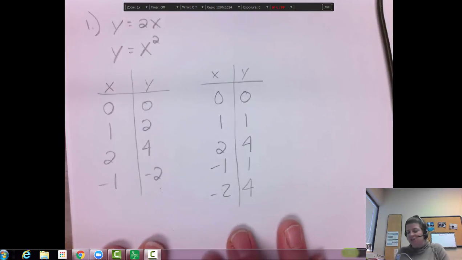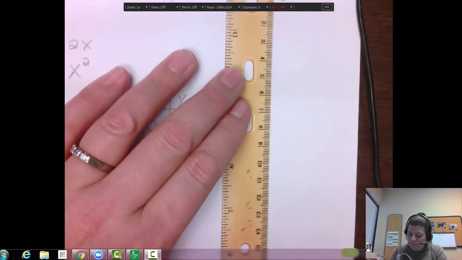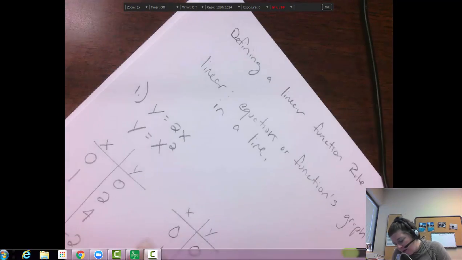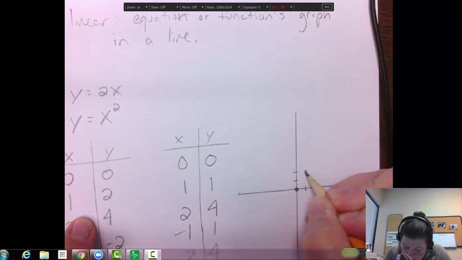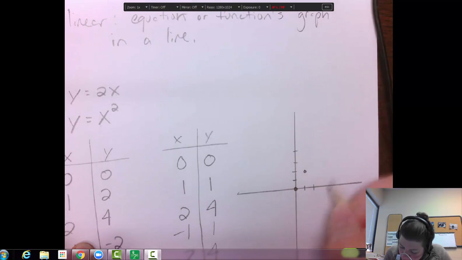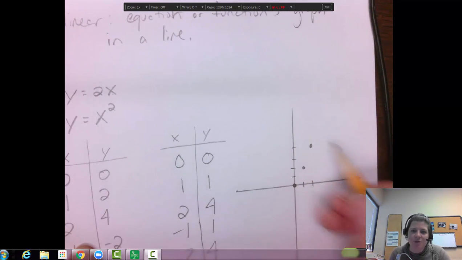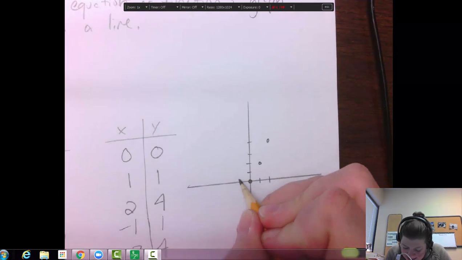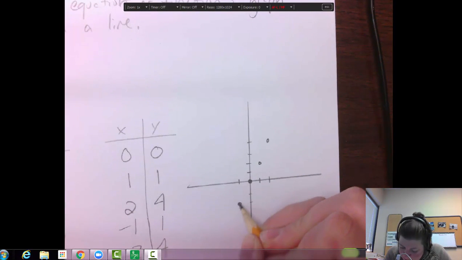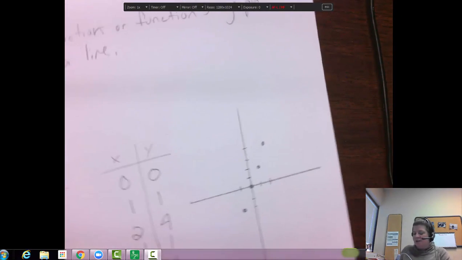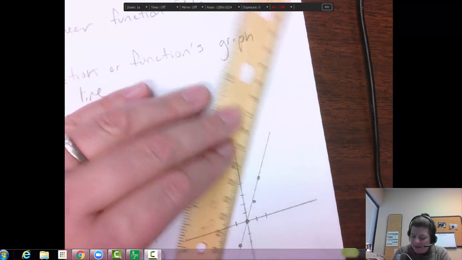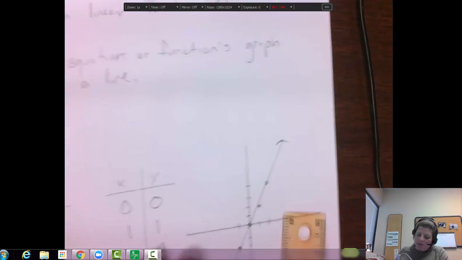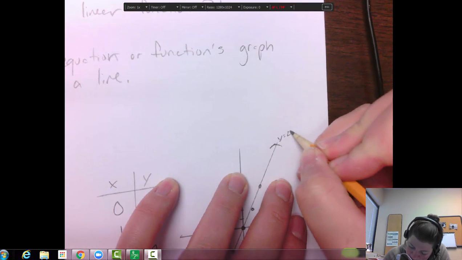Now let's graph these two and see what we got. All right, so this first one, we have 0, 0. We have 1, 2. We have 2, 4. See that pattern of up 2 over 1, up 2 over 1 for that slope? And then we did a negative, -1, -2. See, up 2 over 1, up 2 over 1, that's our slope, and definitely forms a line. And so this is our linear function. Yay! And this one was y equals 2x.